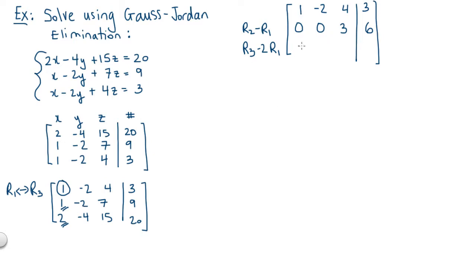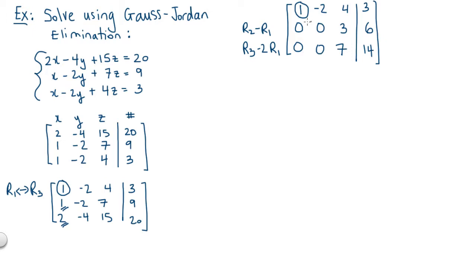Now down in our bottom row, if we do row 3 minus 2 times row 1, we're going to get 2 minus 2 is 0. -4 minus 2 times -2 is going to give us 0. And then we'll have 15 minus 8 gives us 7. 20 minus 6 will give us 14. So that is the first column all dealt with. We got our leading 1 and we used that leading 1 to get zeros in the rest of that column.